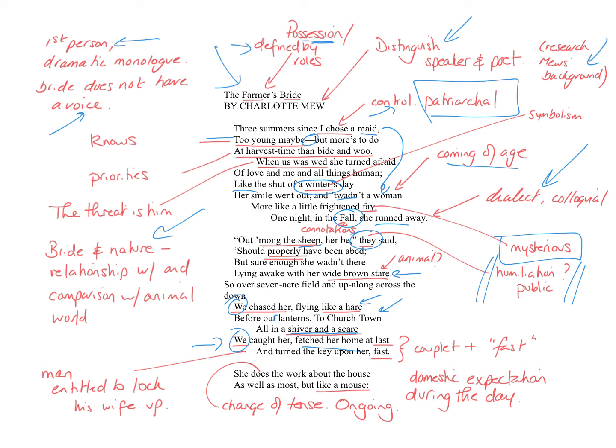They kind of court her, fetch her home, take her home at last, finally, and turn the key upon her fast. And you have that rhyming couplet at the end of that stanza, really kind of emphasising the decision there. And also the play upon fast. They did it quickly and they did it securely. Okay, so you get fast meaning those two things there. And the idea as well, context-wise, that a man was entitled to lock his wife up. This is what he's expected to do, because you can't have your wife running away around the countryside.